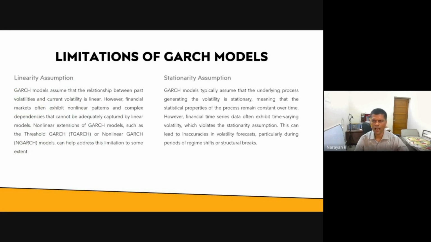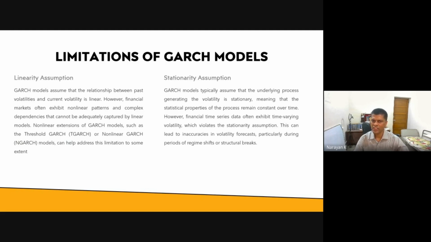Now, the limitations of the GARCH model; each model has its own limitations. The GARCH model assumes that the relationship between the past volatility and the current volatility is a linear one. However, in reality, it is not true. So we use more advanced models such as threshold GARCH or nonlinear GARCH.